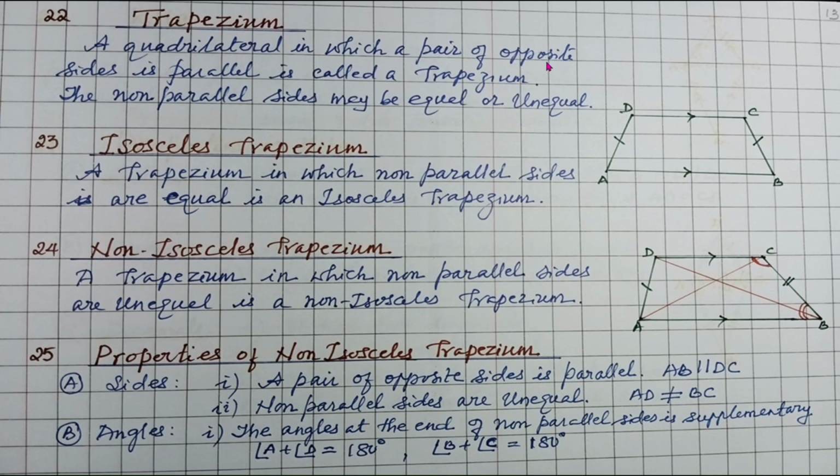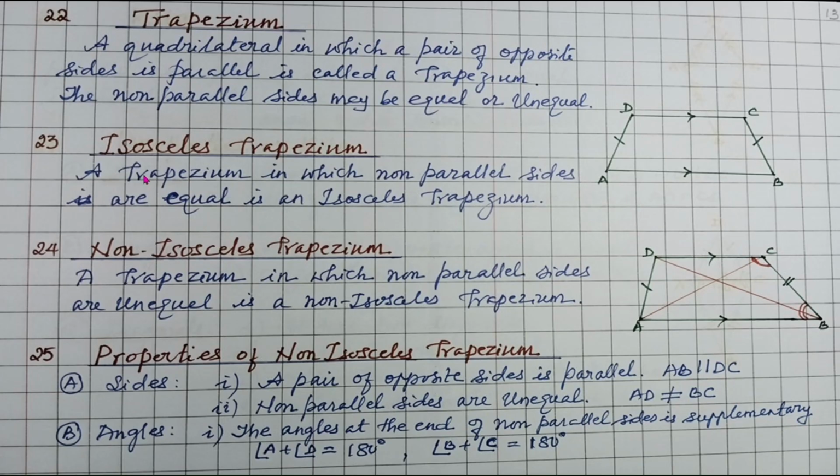A quadrilateral in which a pair of opposite sides is parallel is called a trapezium, and the non-parallel sides may be equal or unequal. Therefore, a trapezium is a quadrilateral with only one pair of opposite sides parallel, and the non-parallel sides are either equal or unequal. Now we have two types of trapezium, that is isosceles trapezium and non-isosceles trapezium.